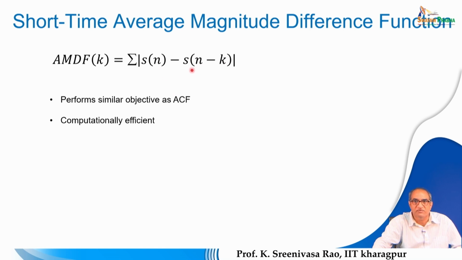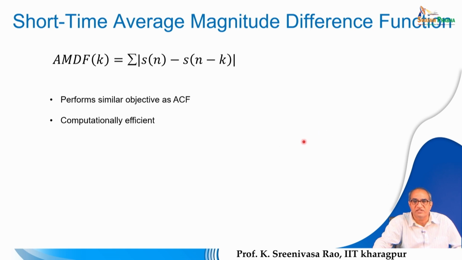Then, when you shift the same signal for different values of k, the difference will be more than 0. Again you will get a minimum value when the shifted version coincides or synchronizes with the period of the signal. So when you compute the difference between the signal and the shifted version, if the signal is periodic, you can observe valleys at periodic locations.